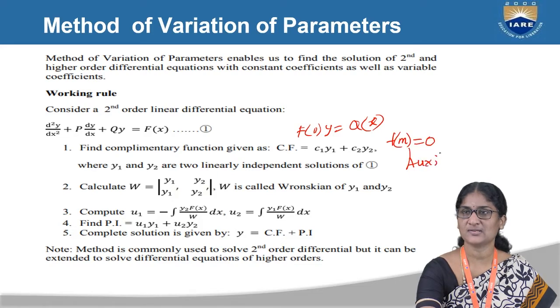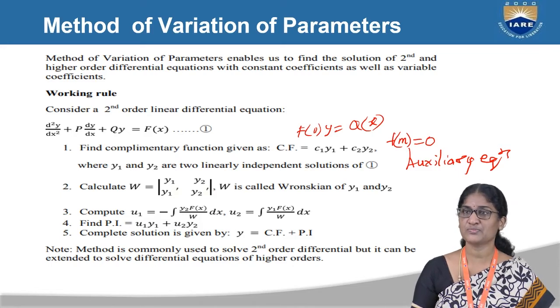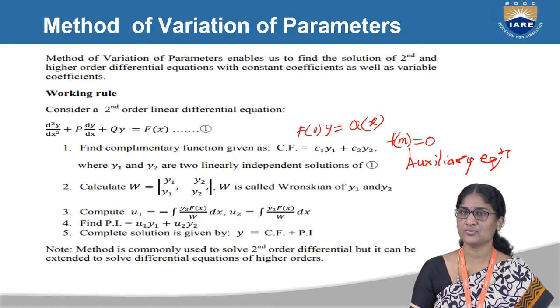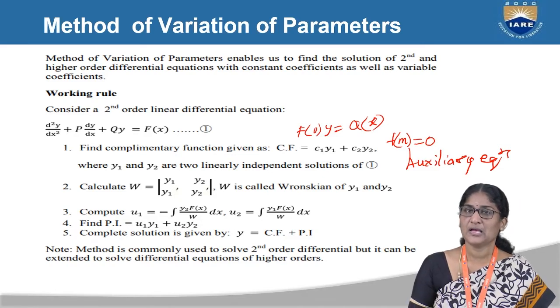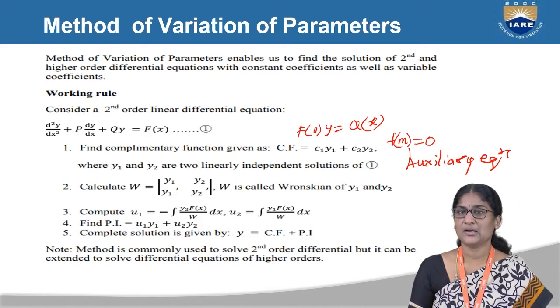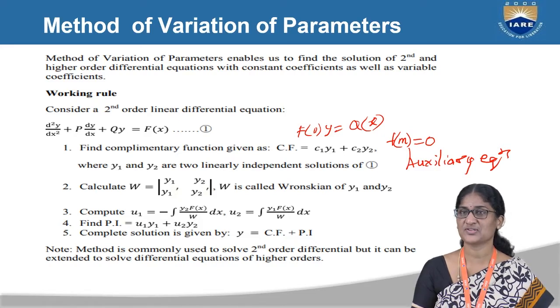After writing the auxiliary equation, we have to solve it for roots. As we are taking second order differential equations, we will get a maximum of two roots. Based on the type of the roots that we have got, we can write the complementary function. If the roots are real and distinct, then it will be c1 e to the power of alpha x plus c2 e to the power of beta x. And for other types, when the roots are real and repeated, or complex and distinct, or complex and repeated, we discussed all those methods in the last class.